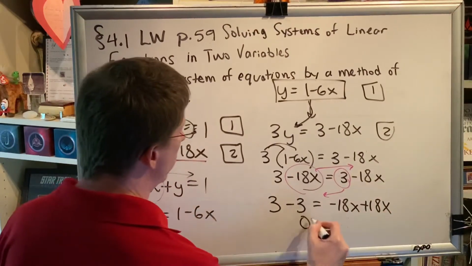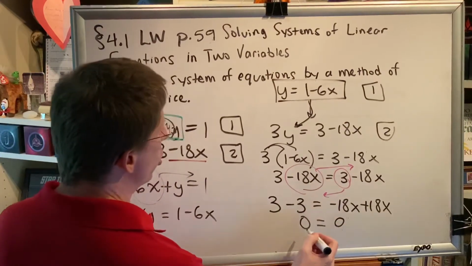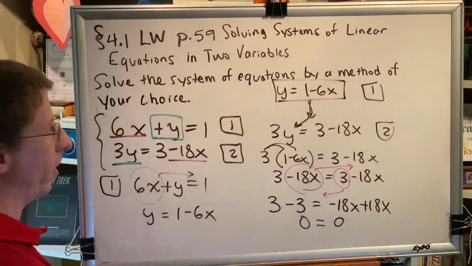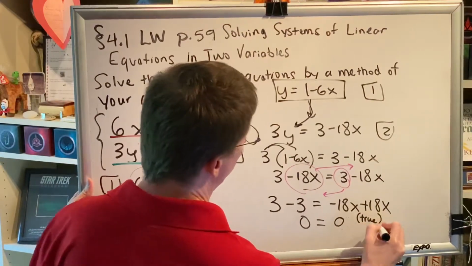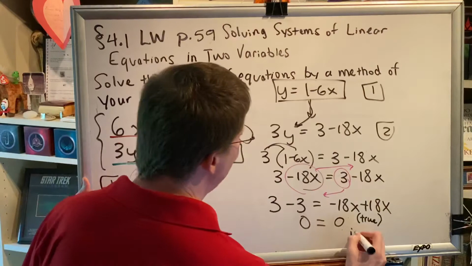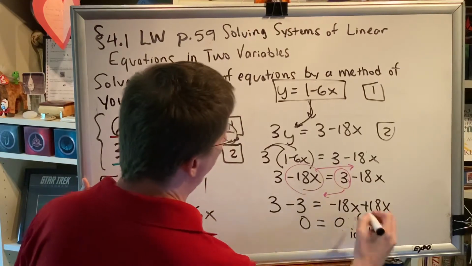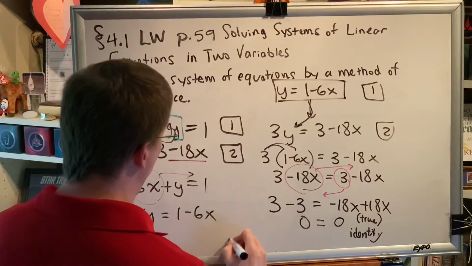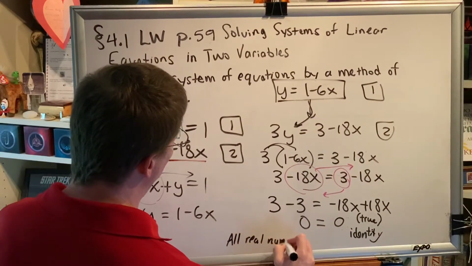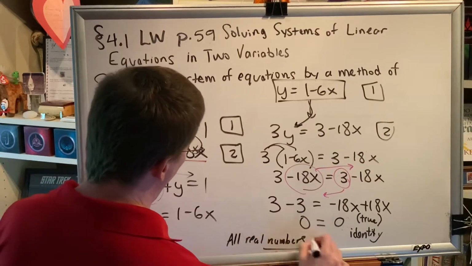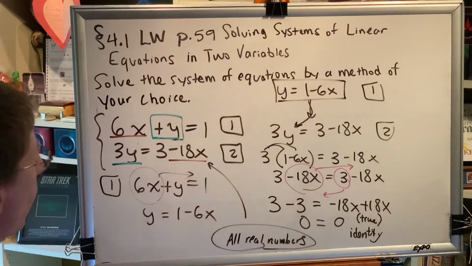3 minus 3 is 0. Negative 18x plus 18x is 0. So I get something with no variable in it, which happens to be a true statement. This is an identity, and therefore the final answer for this problem is all real numbers that satisfy either one of these equations.